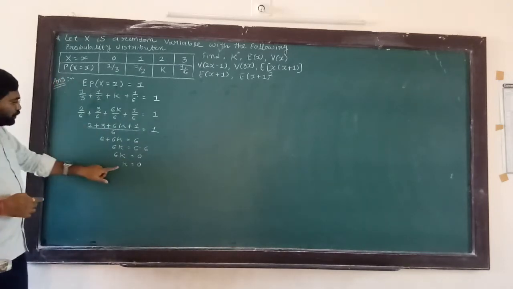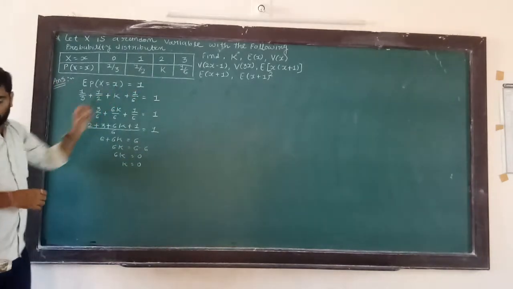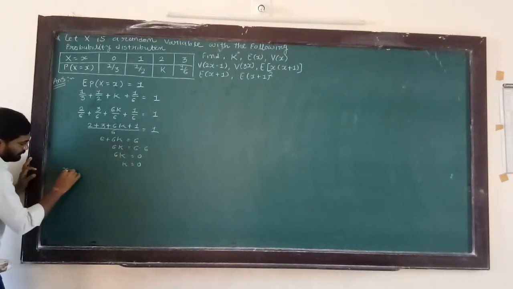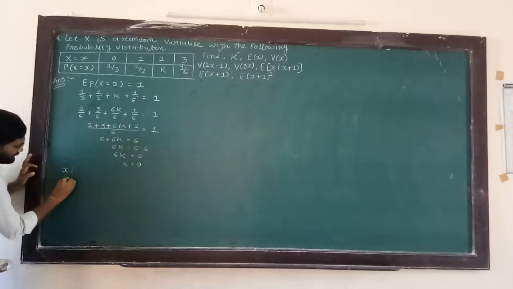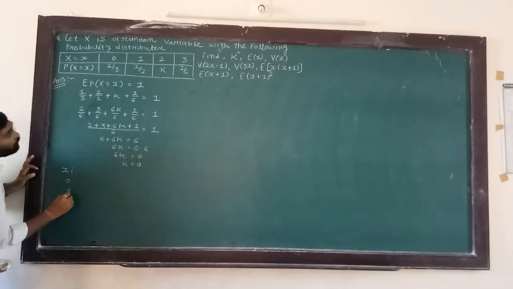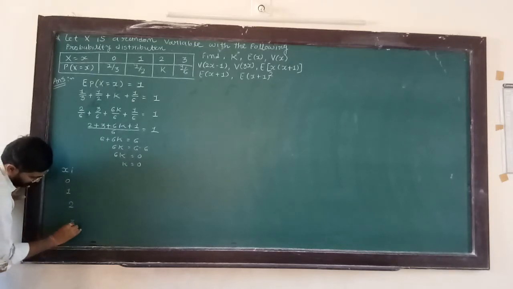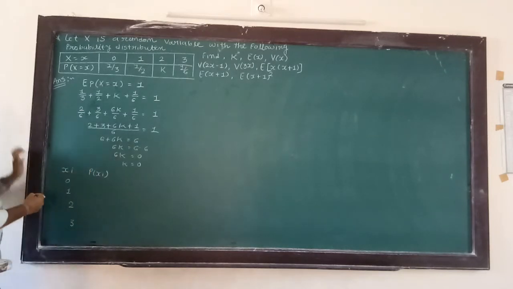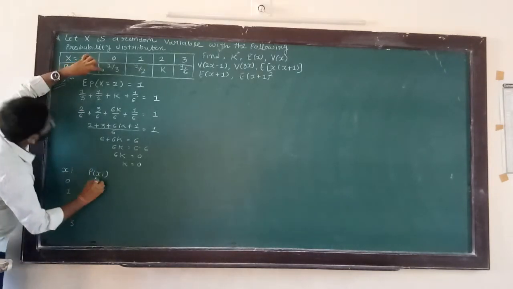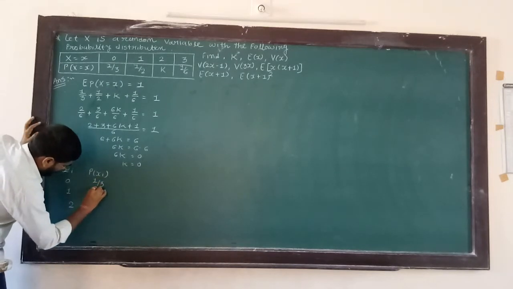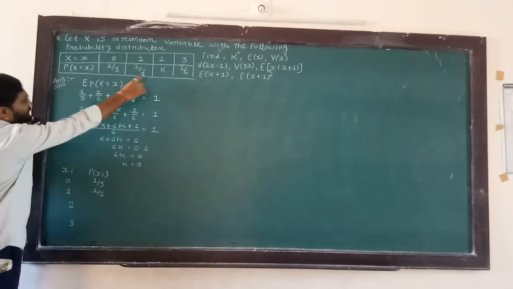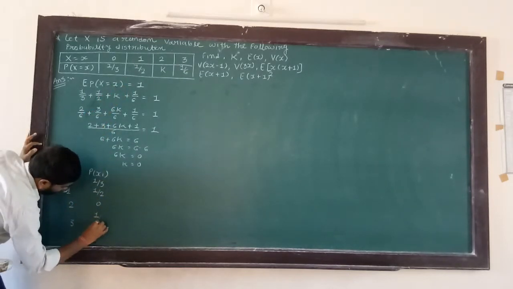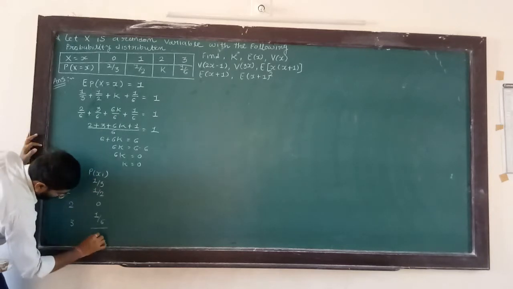Now we put the value of k in this table and after that calculate the mean and variance. So xi is 0, 1, 2 and 3. The probability of x is 1 by 3, 1 by 2, for 2 it is k, k means 0, and last 1 upon 6. Here total value is 1.